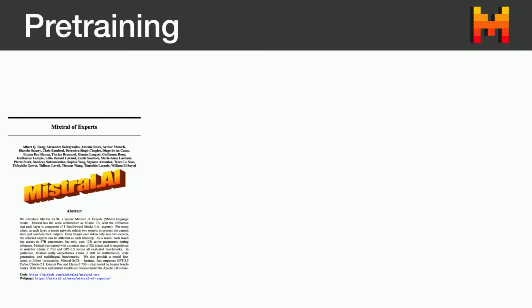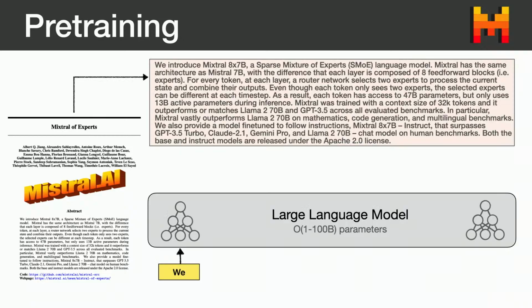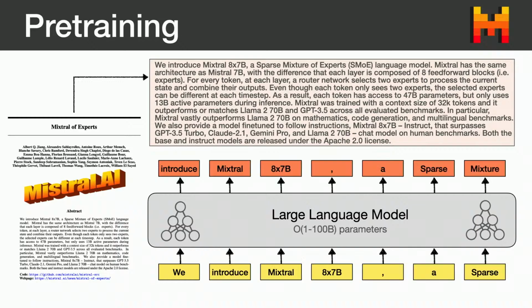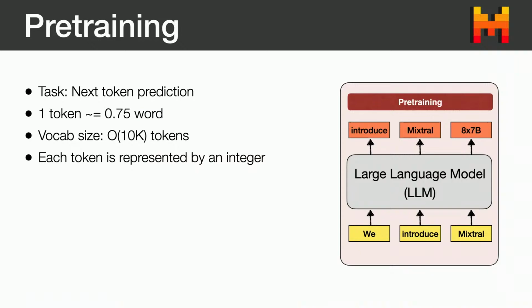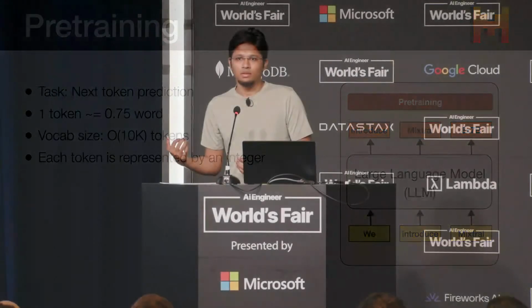The idea behind pre-training is very simple. You take a piece of text and you pass word by word or token by token through the large language model and ask the model to predict the next token. So the idea itself is very simple. The task is the next token prediction. Each token is roughly 0.75 word. The vocabulary size is roughly tens of thousands of tokens, or sometimes hundreds of thousands. Each token is basically represented as an integer, and it has an embedding associated with it. And so the task of the model is to take in a sequence of embeddings or tokens and predict the next token.